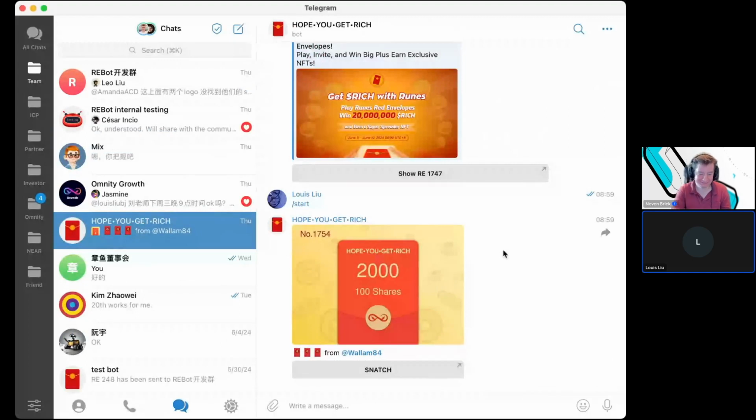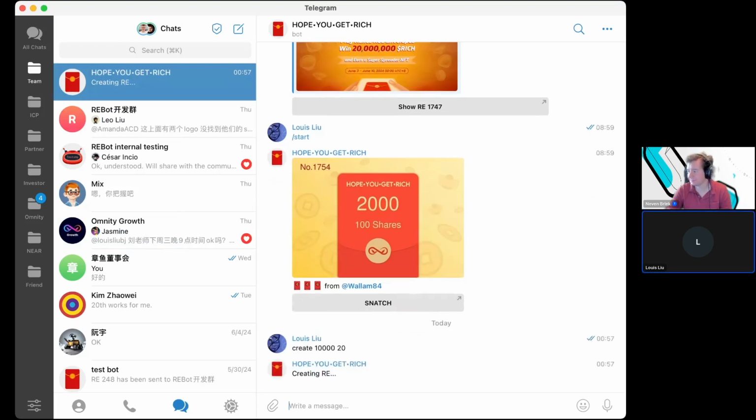Okay, I have a bot, Hope You Get Rich, once again. It's a bot that helps you send out a red envelope directly in the Telegram window. I will create a red envelope with 10,000 Rich to distribute with 20 shares.